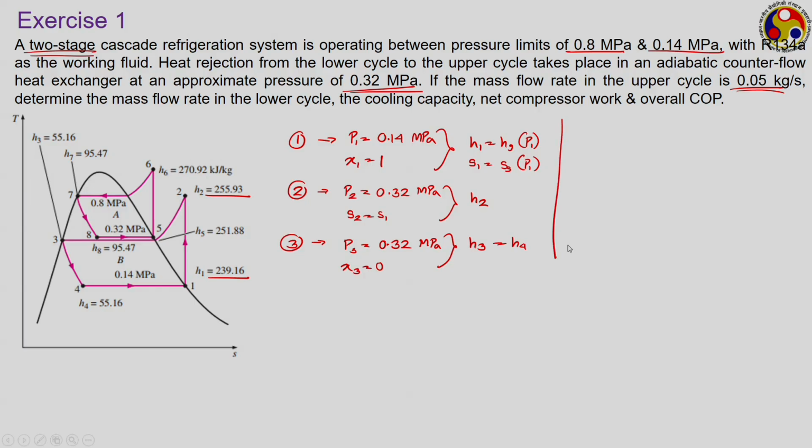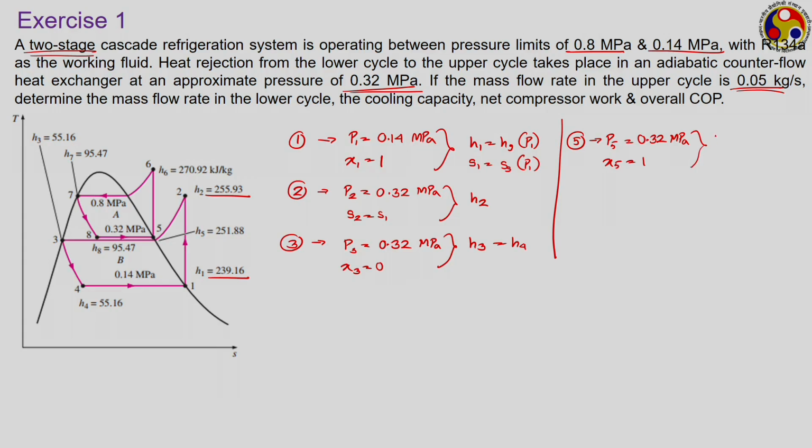Similarly, for the topping cycle, for point number 5, we know that the pressure at this particular point is the intermediate pressure, that is 0.32 megapascal, and quality is equal to 1 because this is saturated vapor.